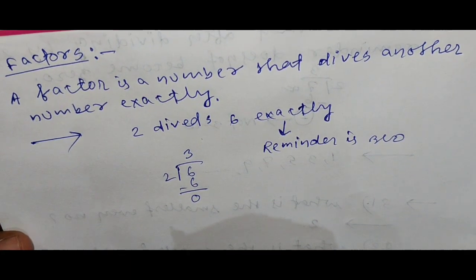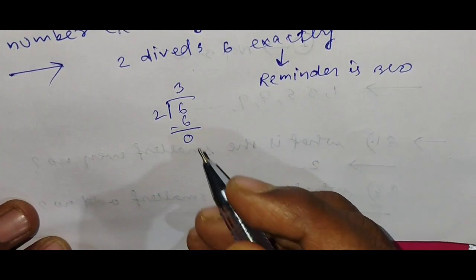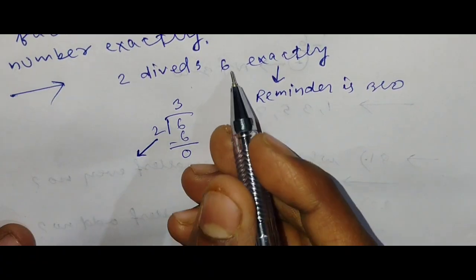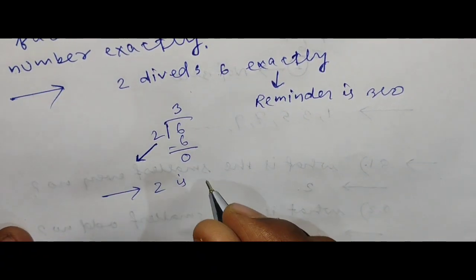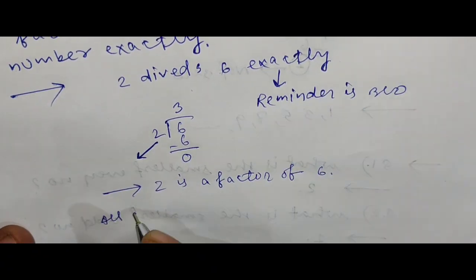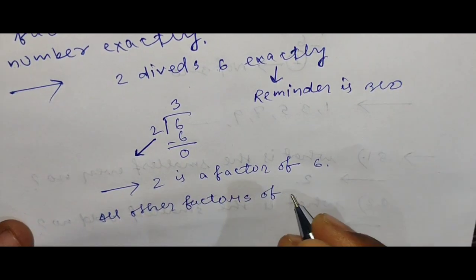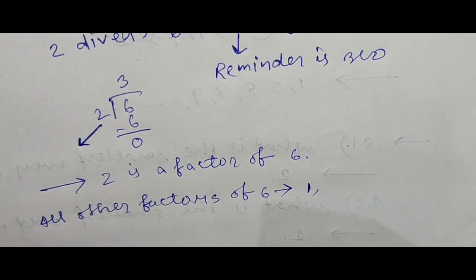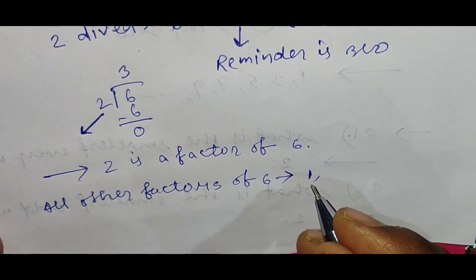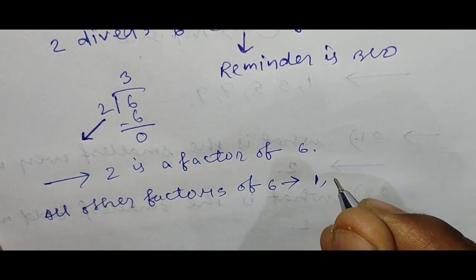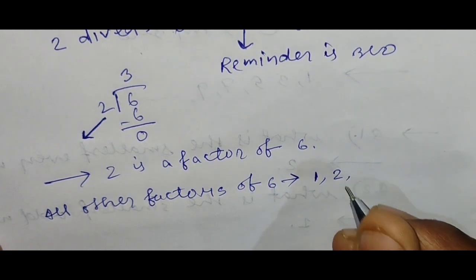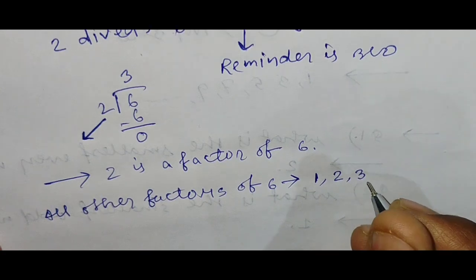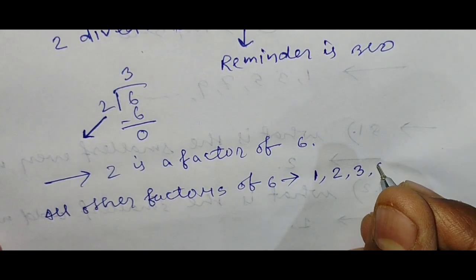So if a number divides another number exactly, then this number will be called a factor of that number. 2 is a factor of 6. For all other factors of 6, 1 will always divide every number exactly. 1 is called a general factor. 1 is a factor of all numbers. 2 divides 6 exactly, so 2 is also a factor of 6. 3 divides 6 exactly and 6 divides 6 exactly.